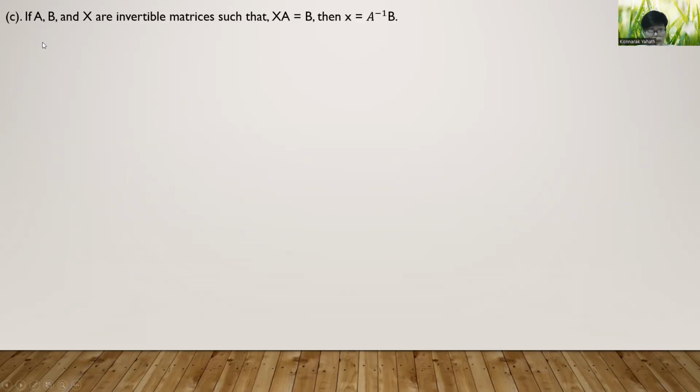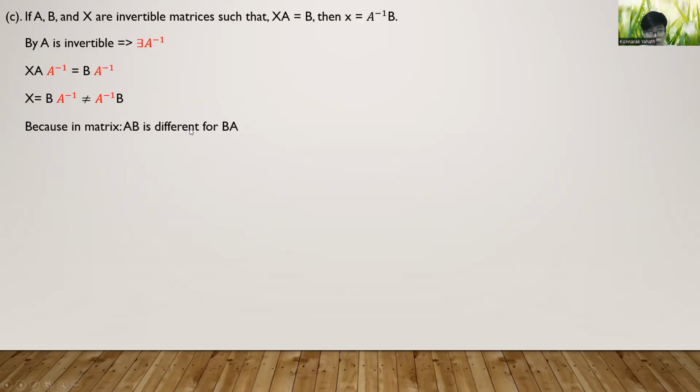Problem C. Next statement. Statement C. They said that if A, B, and X are invertible matrices such that XA equal to B, then X is equal to inverse of A multiplied by B. So when A is invertible, there must exist the inverse of A. So when I do the multiplication on the right side of both sides of the equation, we get X is equal to B times inverse of A, which is different from inverse of A times B. It is different because in matrices AB is different from BA. So the statement is wrong.